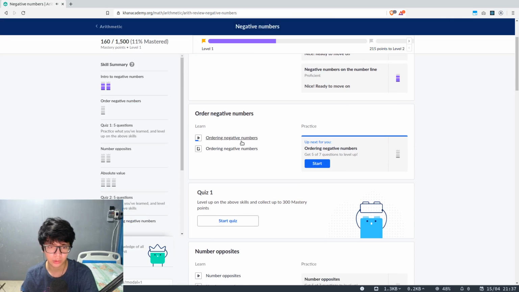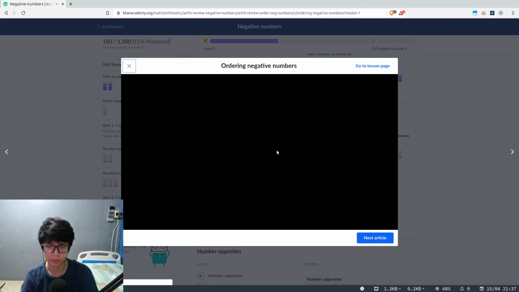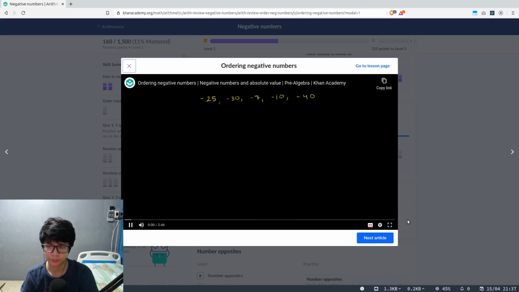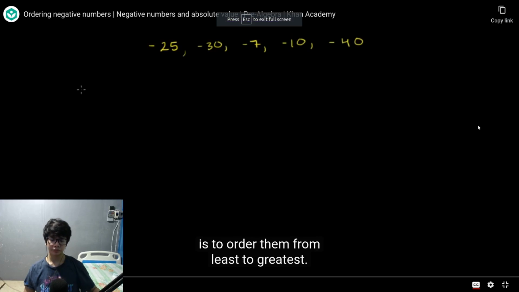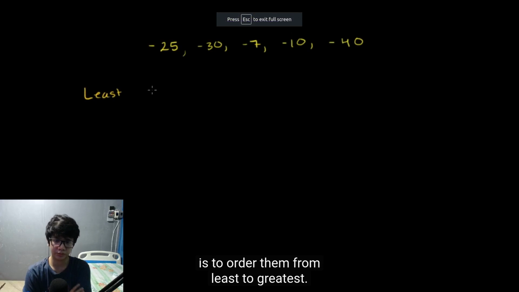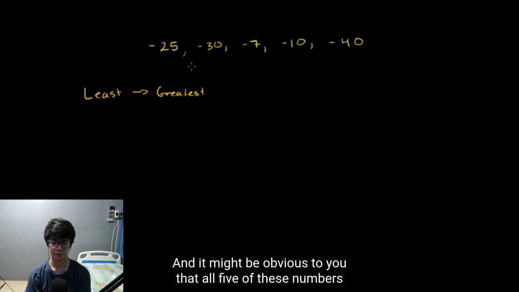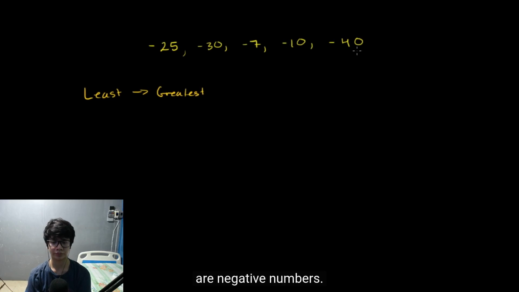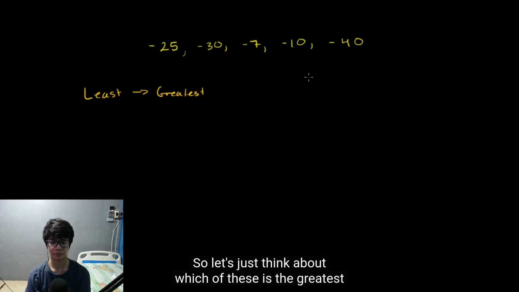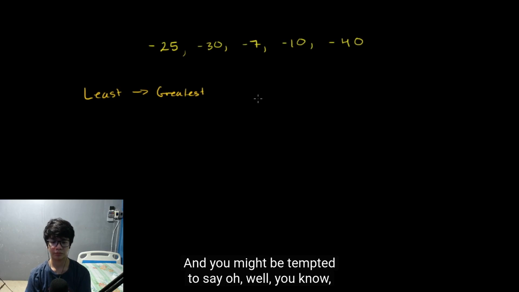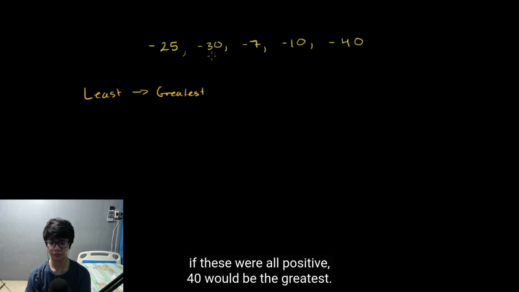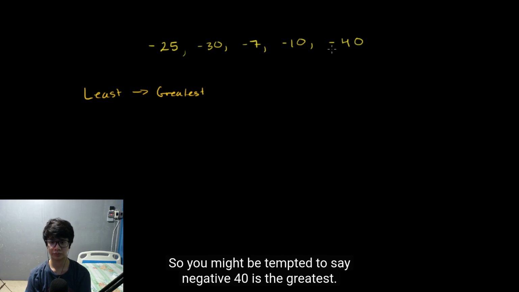Okay, cool. Ordering negative numbers. I've got 5 numbers here, and the goal is to order them from least to greatest. It might be obvious to you that all 5 of these numbers are negative numbers. So let's think about which of these is the greatest number. You might be tempted to say, oh, well, if these were all positive, 40 would be the greatest. So you might be tempted to say negative 40 is the greatest.